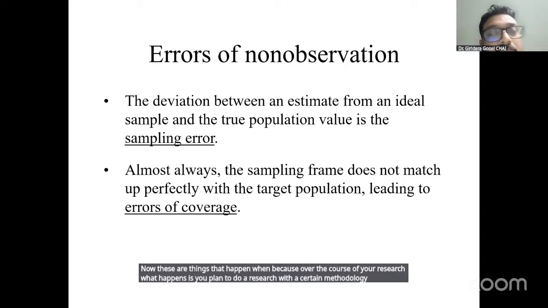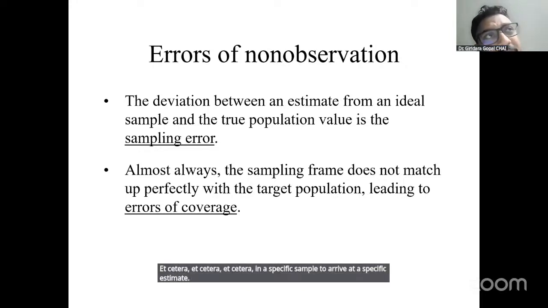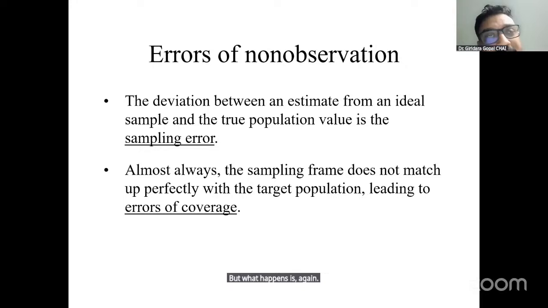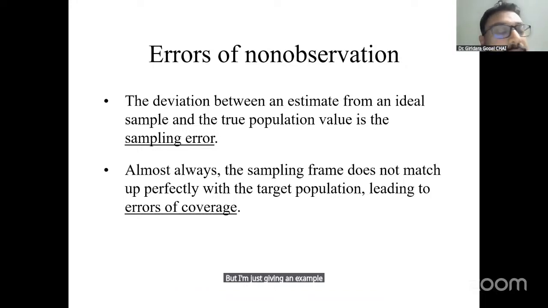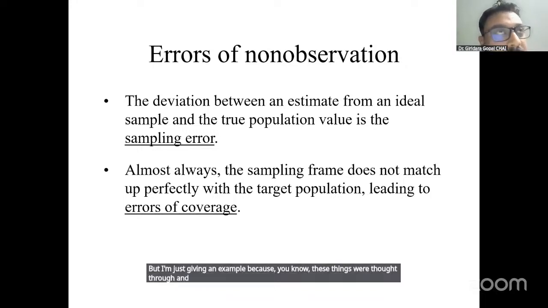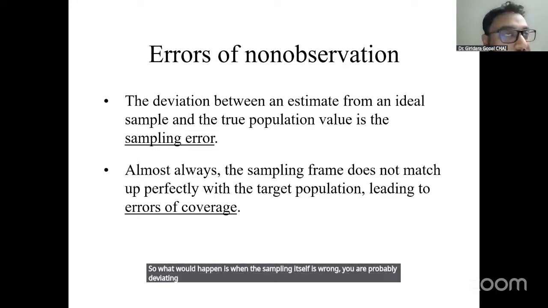Yes, you said I will do a cross-sectional study, case control, cohort, etc., in a specific sample to arrive at a specific estimate. But what happens is, again, if I take the same example of the mental health survey, again, don't take me wrong, and probably one of you should not go to an enhanced researcher and say that, hey, Dr. Giri was speaking about it. I'm just giving an example because these things were thought through and the estimates are coming up well. So what would happen is when the sampling itself is wrong, you're probably deviating a bit from the final estimate.